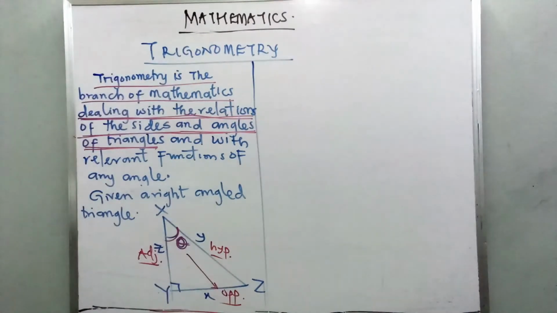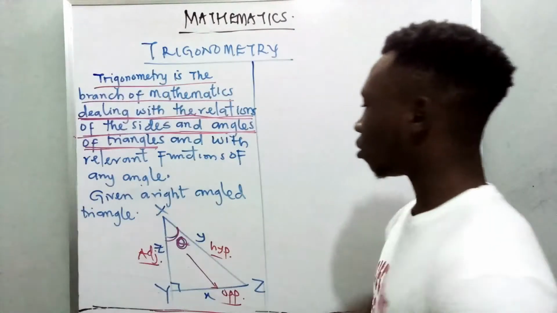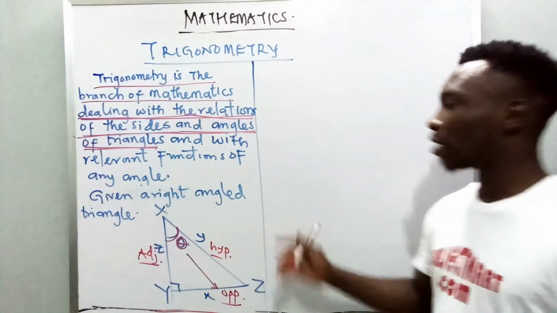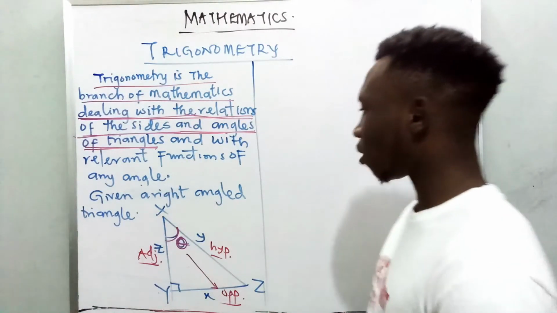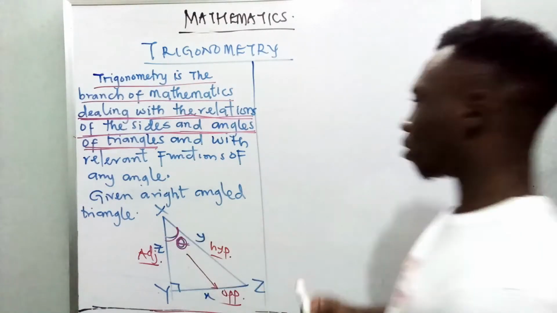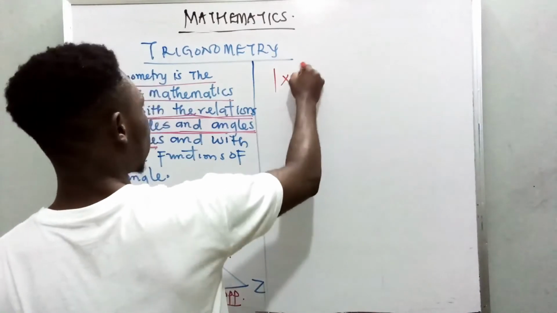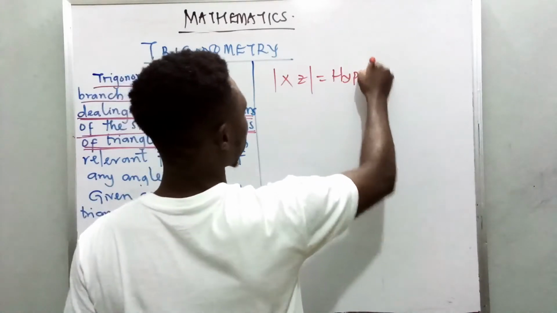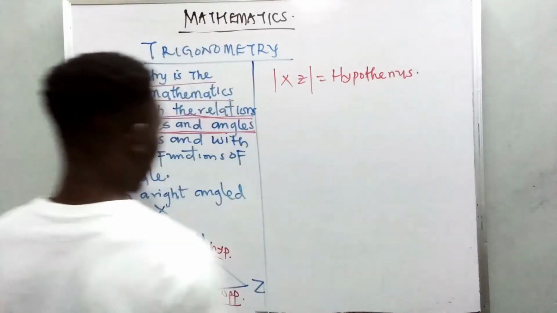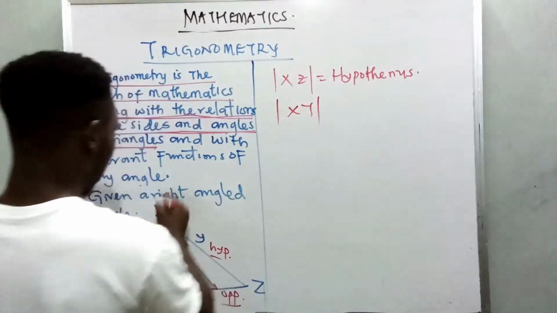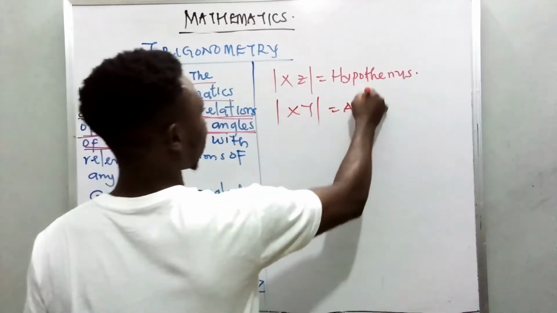Having this, we have to move forward. Now, pay close attention to this. Considering a right angle triangle with sides x, y, z, the longest side, x, z, is known as your hypotenuse. Now we have side x, y. Side x, y here is your adjacent.